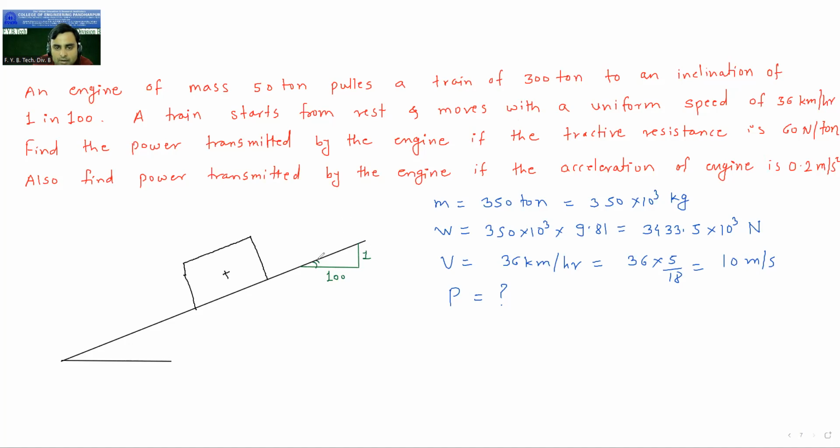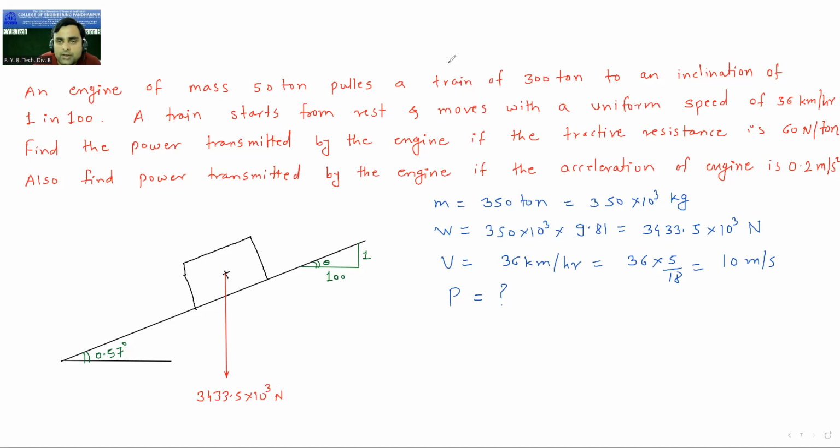Find out this angle. So use tan inverse of 1 by 100. You will directly get the angle. Find out this angle theta. Whatever this angle is there, same angle will be here also. 0.57. Please check the calculation. It is correct, sir. Okay. So 0.57. Now I will show the weight. The total weight is acting vertically downwards. So this total weight is 3433.5 into 10 raised to 3 Newton.